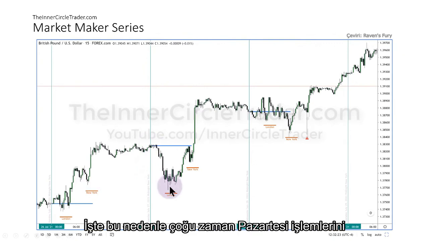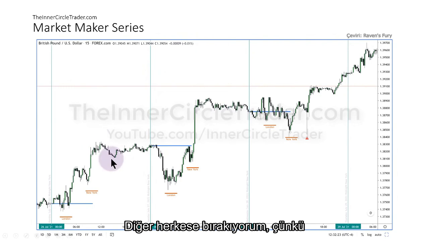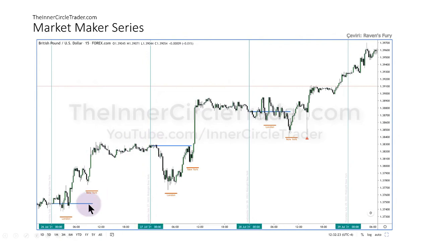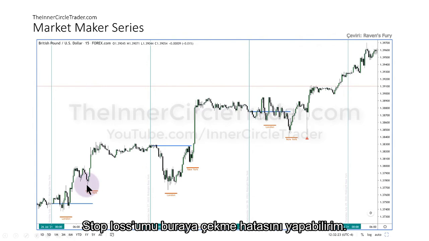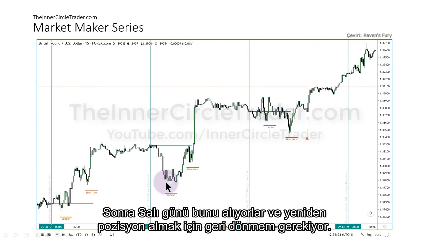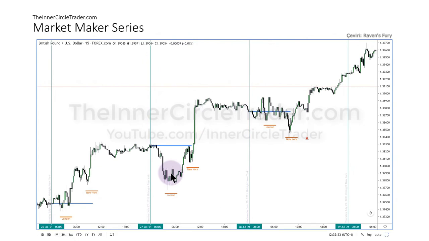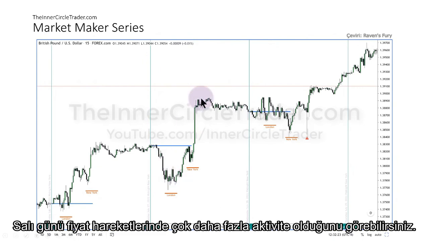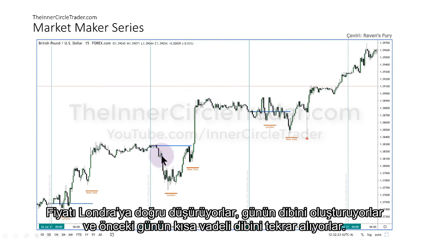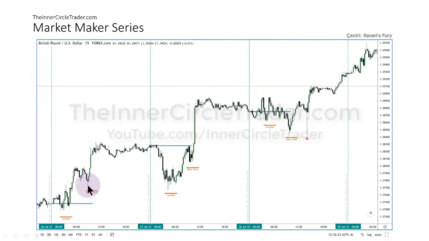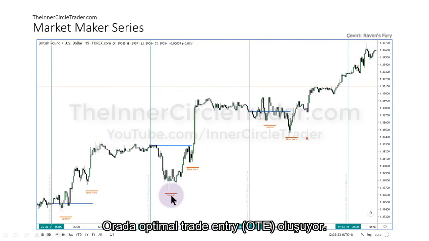This right here is the reason why most of the time I'm leaving Monday's trading to everyone else. Because if I establish a long here and it starts to rally up, I may make the mistake of trailing my stop loss up to here, and then they take it on Tuesday, and then I have to go back in and reposition myself. So I want to study on Monday what they do, and then on Tuesday, generally that's my action day. You can see there's a lot more animation in price on Tuesday, but look what they do. They drop it down into London, creating the low of the day, taking out this short-term low again from the previous day. And if you look at the low to high, you're getting an optimal trade entry there.